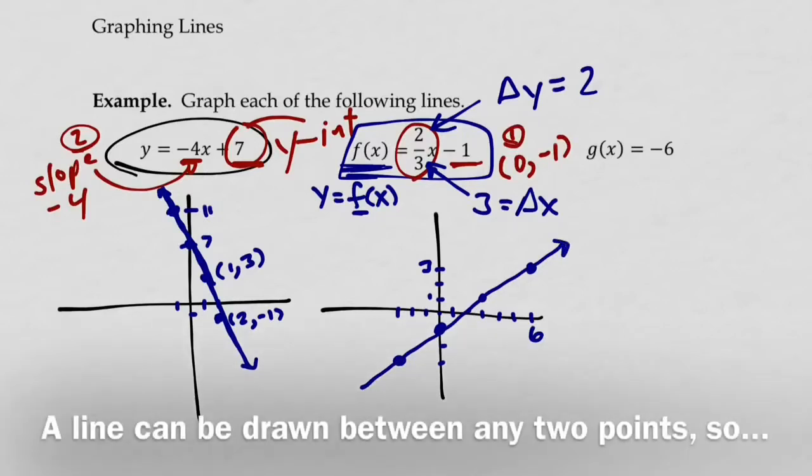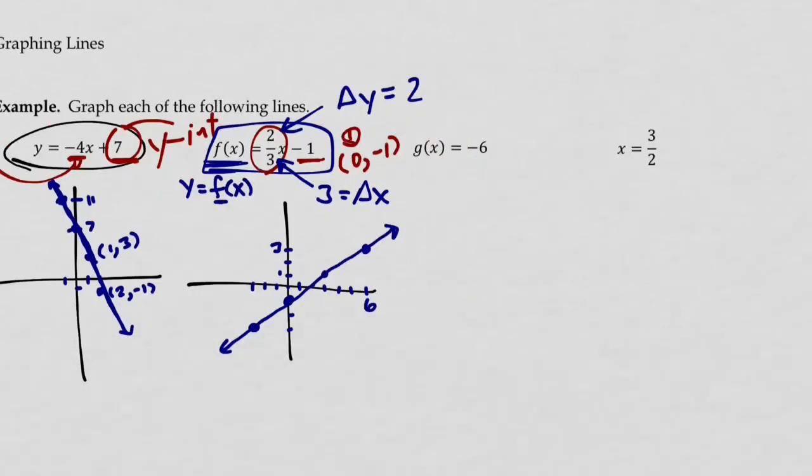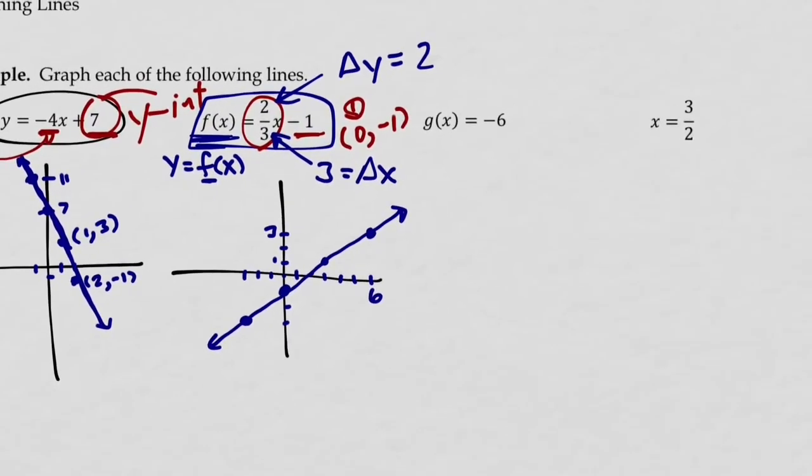Again, any 2 points will be on a line. Any 2 points create a line. So it's a good idea when you're graphing to graph at least 3 or 4 points to have a way to check and make sure that your line makes sense. So the next 2 examples are a little bit different.